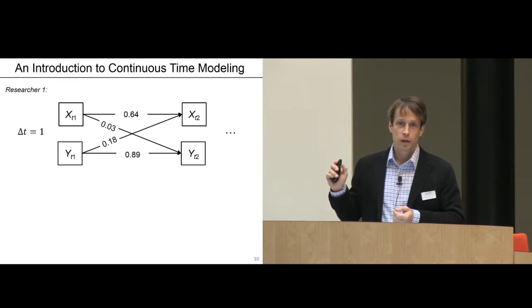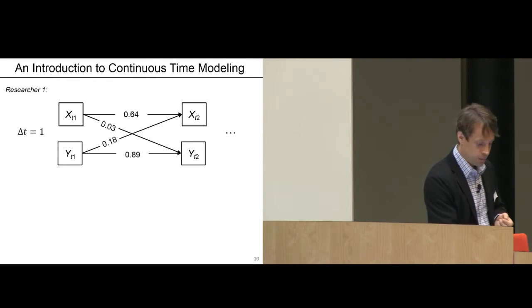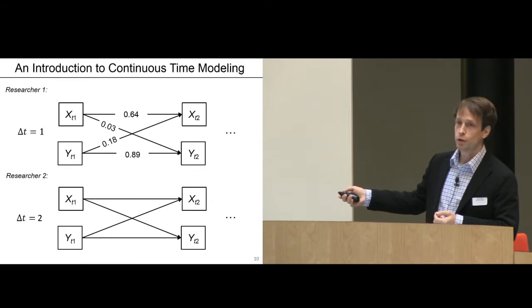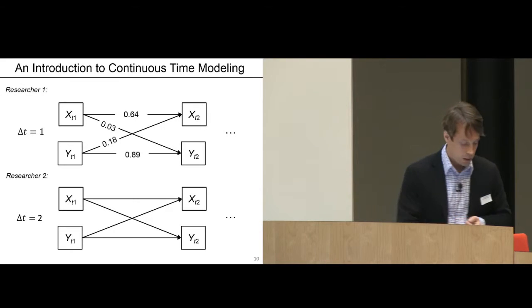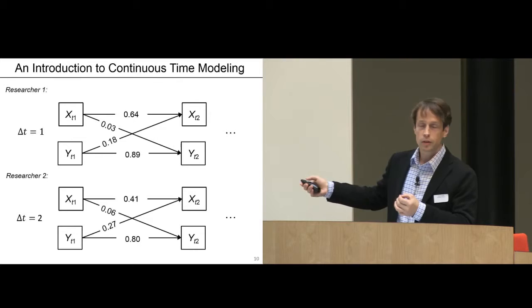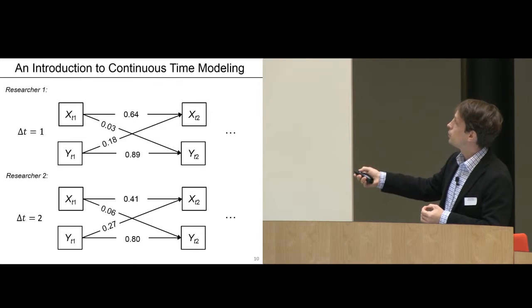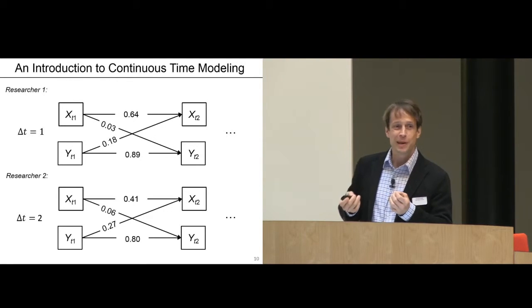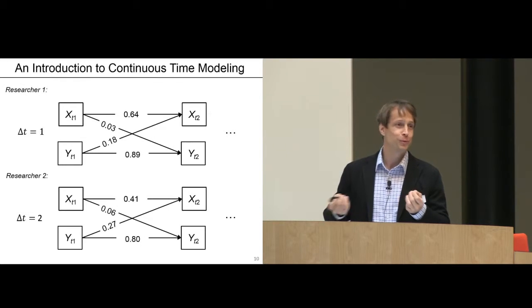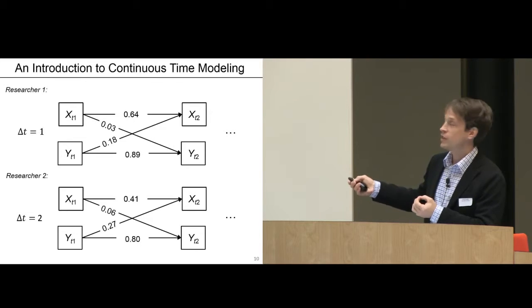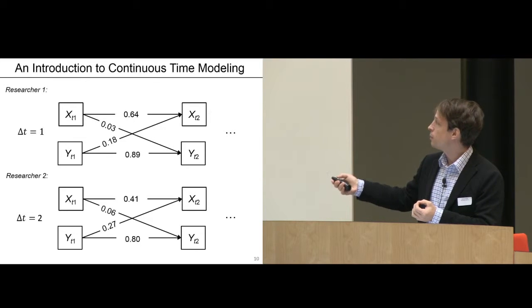Now let's imagine we have another researcher who did exactly the same study, with the only difference that this researcher used a time interval of 2 months instead of 1. And he or she obtained these results. Now clearly the results are not the same. The autoregressive parameters are a little bit lower, the cross-lagged parameters are a little bit higher here. And at that point you can already imagine the debate in the scientific community about which of the two researchers is correct. And can we compare these parameters at all with each other, given that they are based on different time intervals?